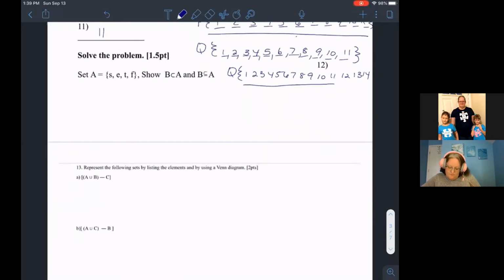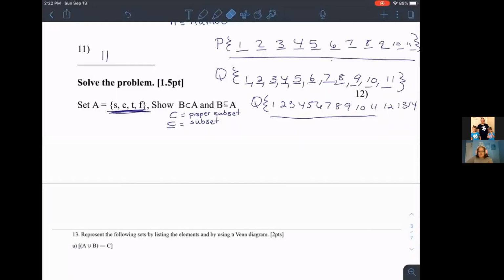All right. This says solve the problem. Set A is S, E, T, and F. Show that B is a proper subset of A, and then also B is a subset of A.